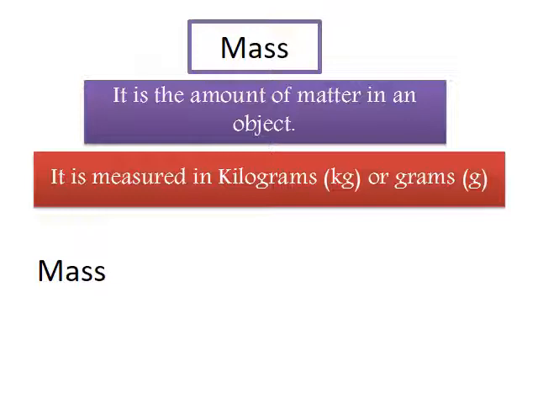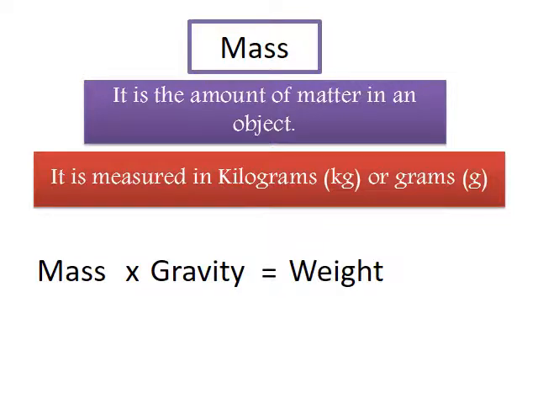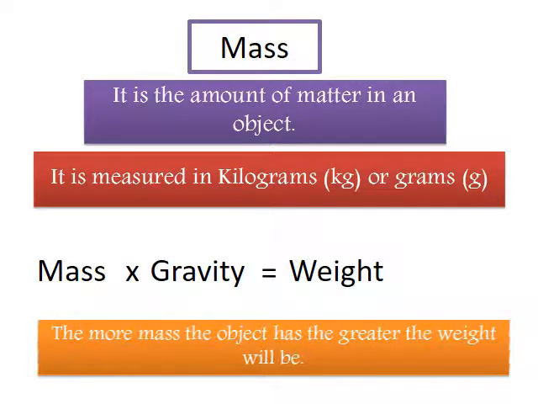It cannot be measured, but we can make a small equation in order to find out the weight. So weight is the product of mass times gravity. The greater the mass the object has, the greater the weight will be. So what again is the meaning of weight? As you can see, the word gravity is included in the equation that gives us the weight.